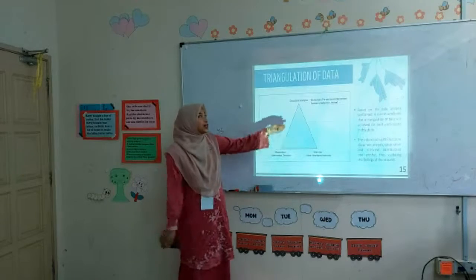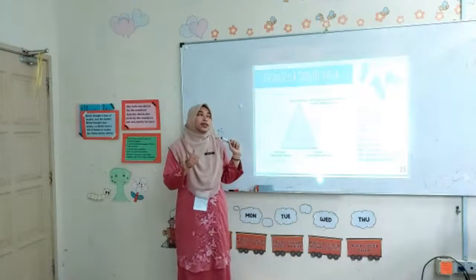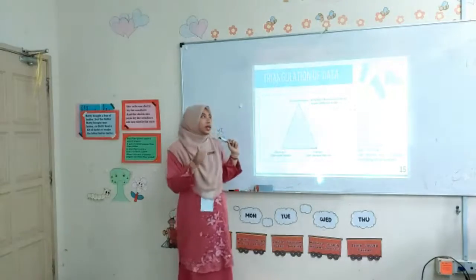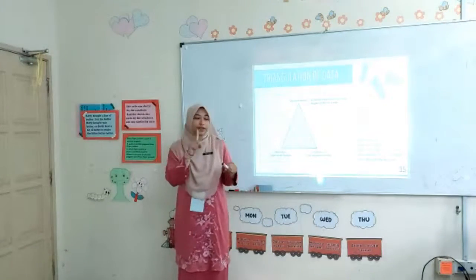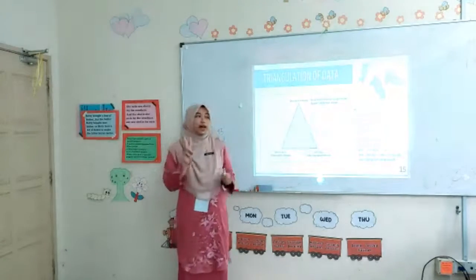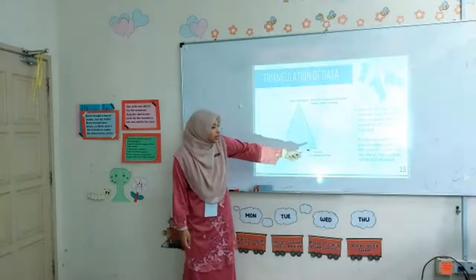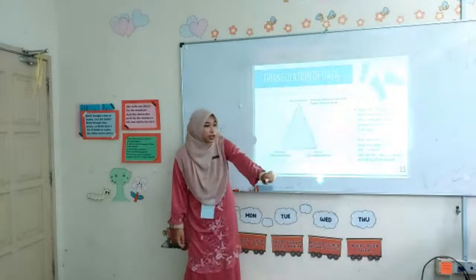Okay, so basically I did a triangulation of data, in which during the first cycle, the triangulation of data was only achieved for one of the research participants, but by the end of the session, both of the participants had achieved a triangulation of data. So that's validating the findings of the research.